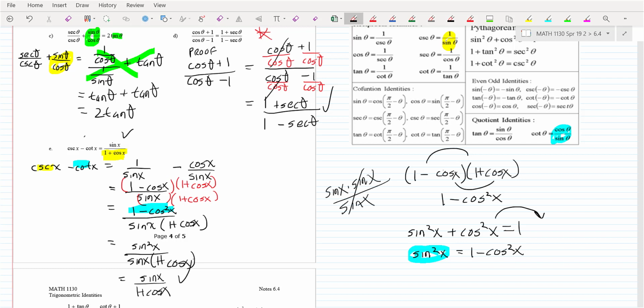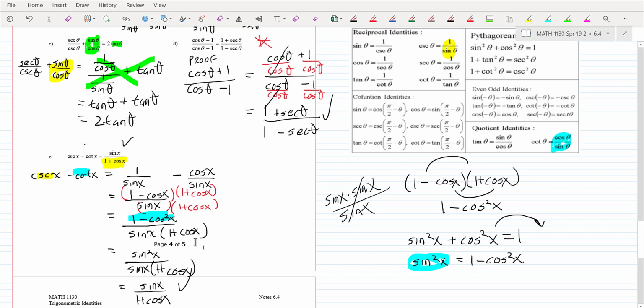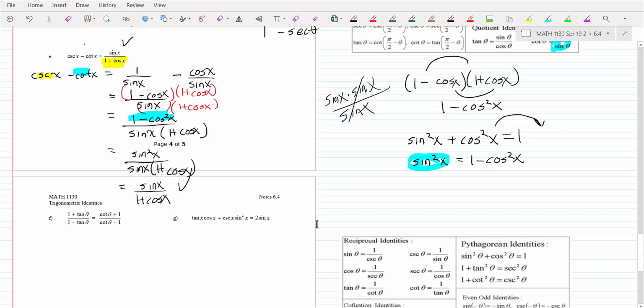Okay, isn't this fun? God, I love this. I could do this all day. I could do this on the weekend just for entertainment. I'm bored, I'll just prove identities forever. Fun. Okay, I'm a geek. That's okay though, right? You might enjoy that.